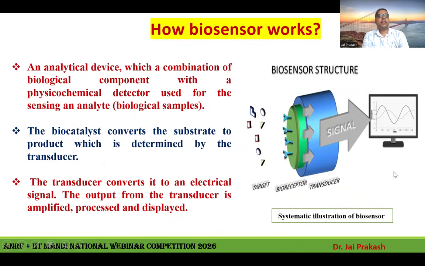How does a biosensor work? It is an analytical device which is a combination of a biological component with a physicochemical detector used for sensing an analyte. The biocatalyst converts the substrate to product, which is determined by the transducer. The transducer converts it to an electrical signal, and the output from the transducer is amplified, processed, and displayed.